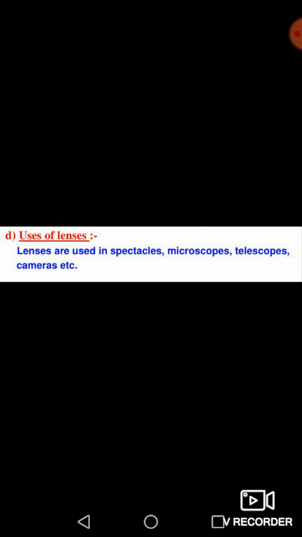Now what are the uses of lenses? As we have discussed, there are two types of lenses, convex lens and concave lens. Convex lens is mainly used as a magnifying glass. Why is it used as a magnifying glass? Because it can make a large image as compared to the object. That's why it is called a magnifying glass. It is also used in the compound microscope, which is generally used in laboratories, in cameras, projectors, in telescopes, even in spectacles for correcting long sightedness.